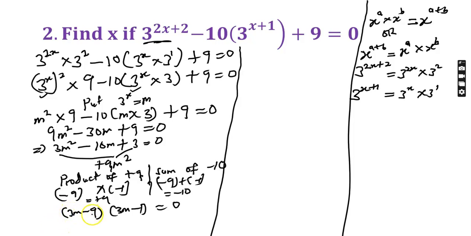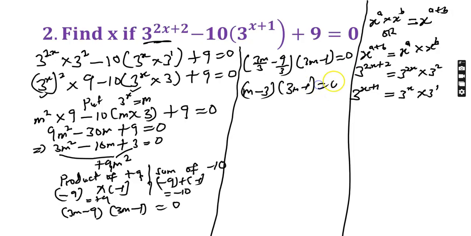The HCF of 3 and 9 here is 3. So this can reduce into 3m over 3 minus 9 over 3, because something can go there. The HCF of 3 and 1 here is 1. So that will remain the same. 3m minus 1 is equal to 0. I actually made a video on quadratic expression, so you can check our page for that video for more explanation. So that gives you m minus 3, bracket 3m minus 1 is equal to 0.